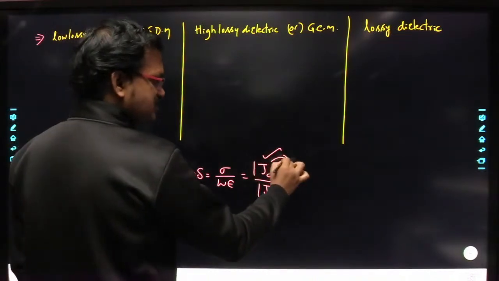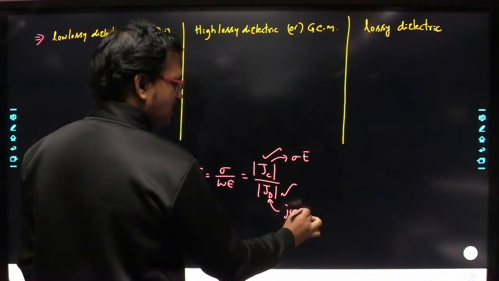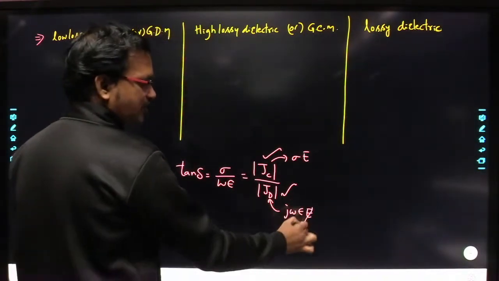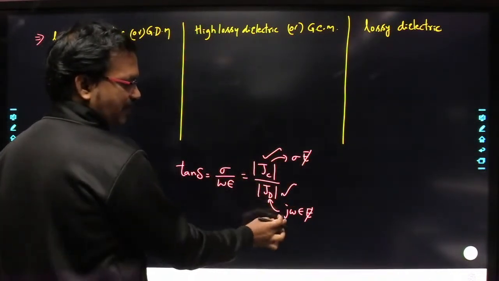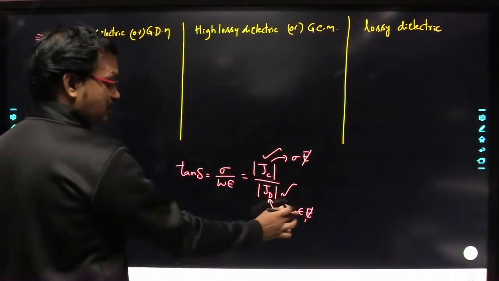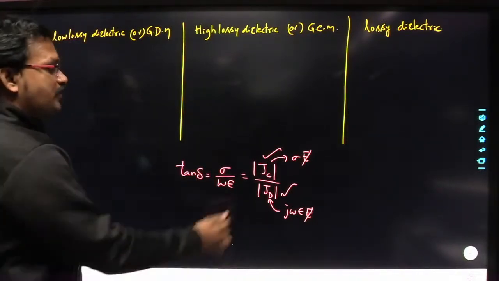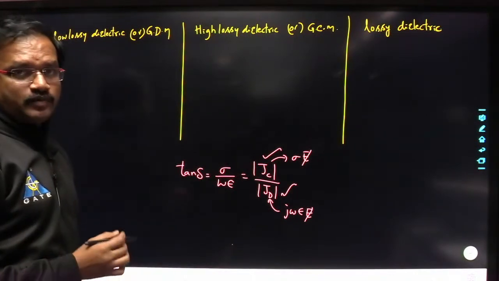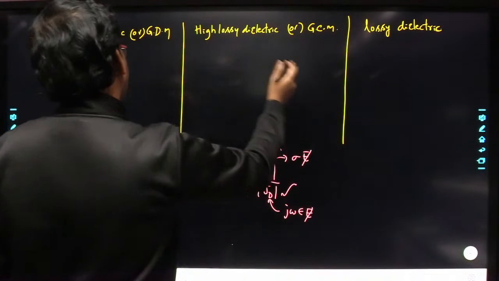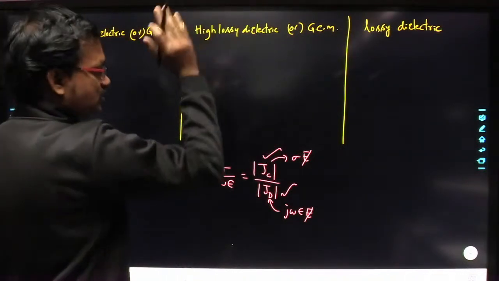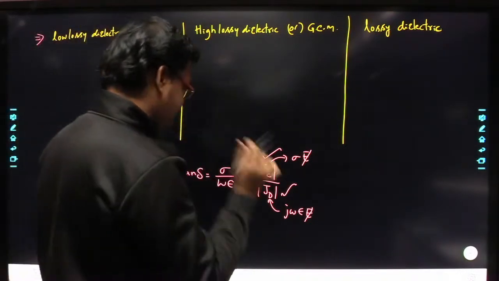We know that Jc is nothing but sigma into E, and Jd is nothing but j omega epsilon into E. So here E will get cancelled. The magnitude of sigma is sigma, and the magnitude of j omega epsilon is omega epsilon. So this is the loss tangent. Depending upon this loss tangent, we can judge whether the medium is behaving as lossy dielectric, low lossy dielectric, or high lossy dielectric. Understood?